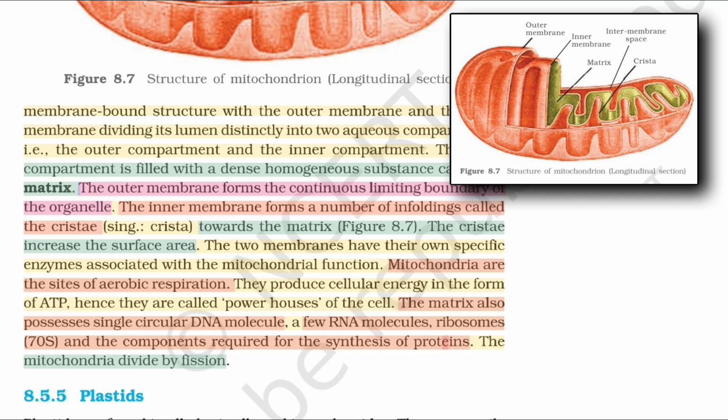Mitochondria are the sites of aerobic respiration. They produce cellular energy in the form of ATP, hence they are called powerhouses of the cell. The matrix also possesses a single circular DNA molecule, a few RNA molecules, ribosomes (70S), and the components required for the synthesis of proteins. The mitochondria divide by fission.